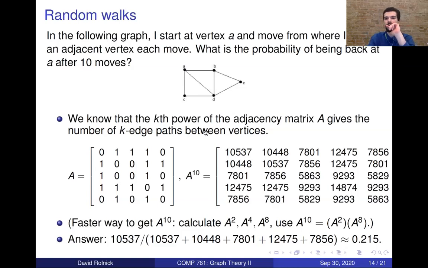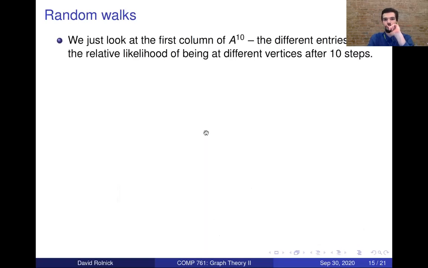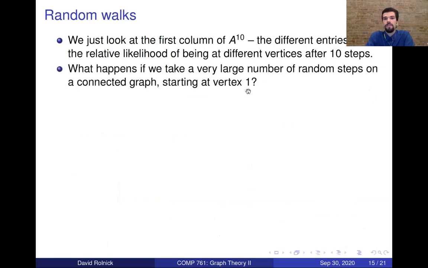And so now here's the really cool thing. We looked at just the first column, or alternatively the first row, of A to the 10th. And the different entries gave the relative likelihood of being at different vertices after 10 steps if we started at the first vertex. What happens if we take a really large number of random steps on a connected graph starting at vertex 1? Like way larger than 10.